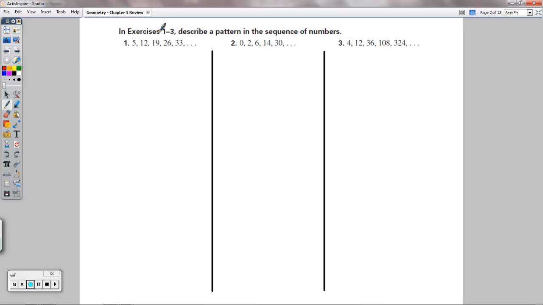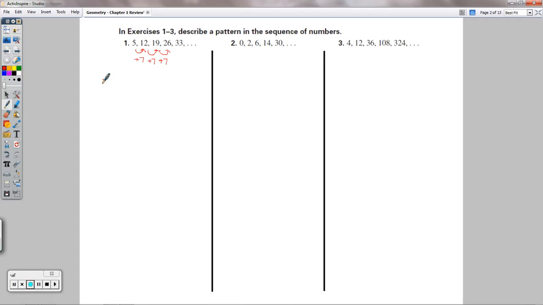So let's get started. We've got 1 through 3 here, describing a pattern in the sequence of numbers. By describing this, I'm going to write out an actual sentence. Your teacher may not require that. If you're one of my students, write out a description for me rather than just saying, oh, it's this. I notice that each time from one number to the next, I am adding 7, it looks like. So from this one to this one, add 7. From 19 to 26, same thing, add 7, and so on.